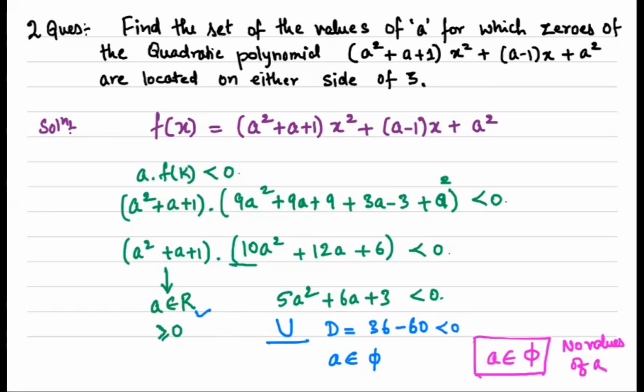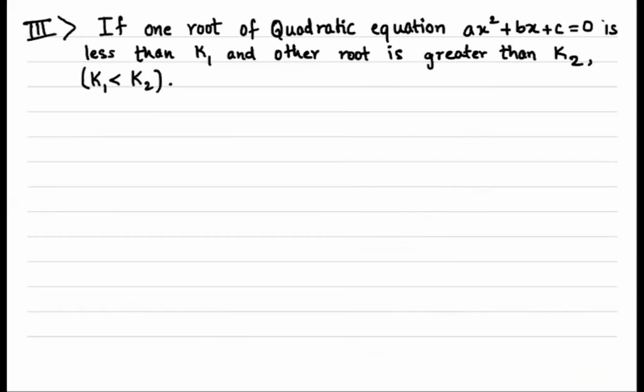Okay, now let's move on to the next case, which is the third case. The third case says if one root of the quadratic equation ax square plus bx plus c equal to 0 is less than k1 and the other root is greater than k2, right? Given that the number k1 is lesser than k2. So first step, as usual, assume the given equation to be the polynomial f of x equal to ax square plus bx plus c.